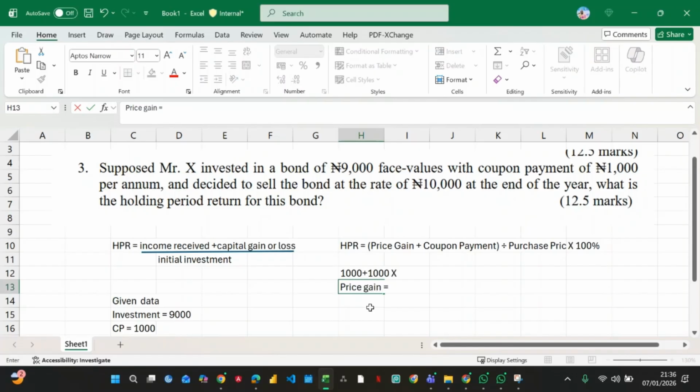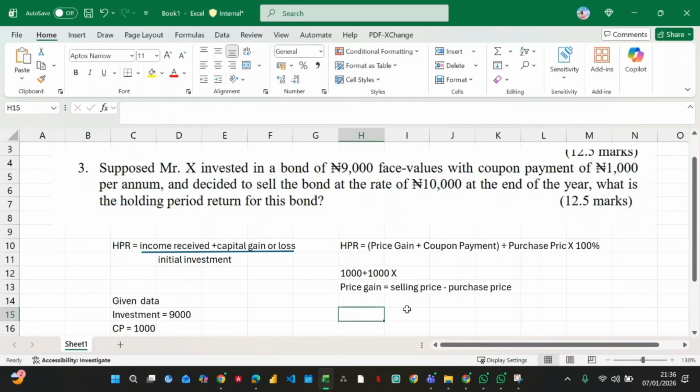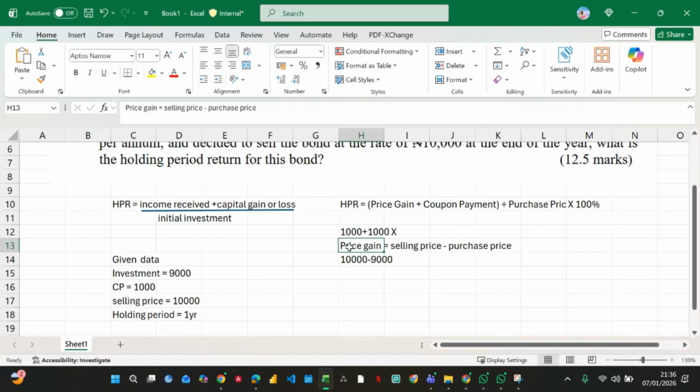For you to know your price gain, it is equal to the selling price minus the purchase price. This person knows it very well. So it's great. So that is when you do 10,000 here, which is the selling price. You sell it at 10,000 naira. 10,000 minus the 9,000, then it will give you 1,000. That is where I got that money from.